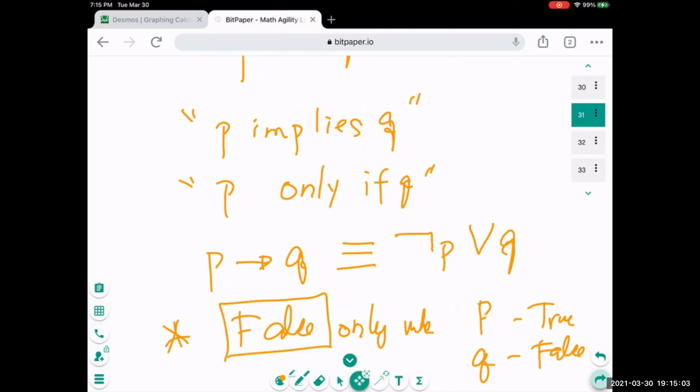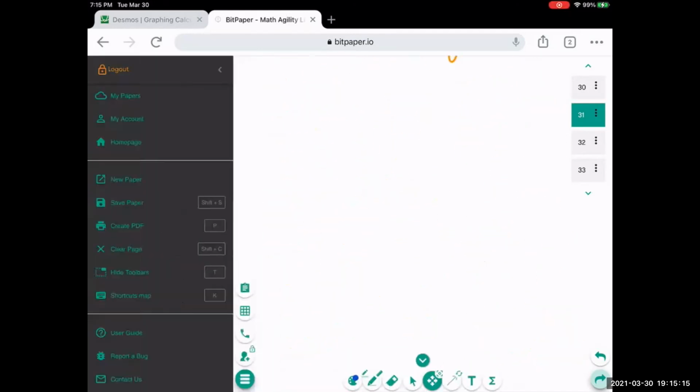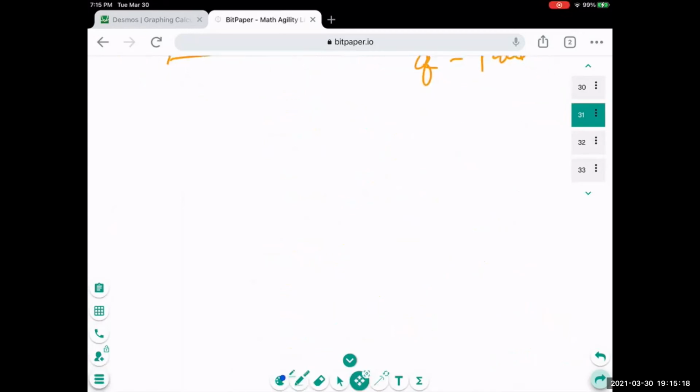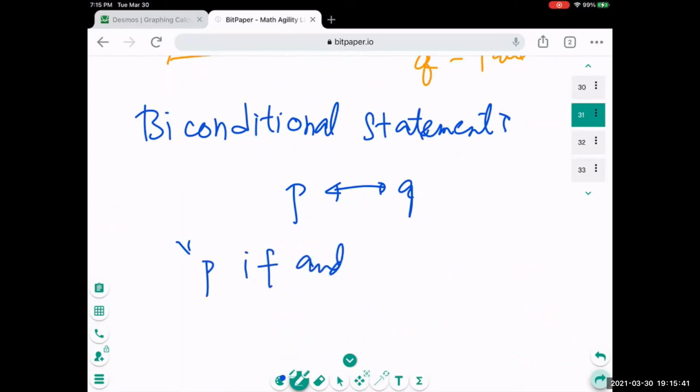So next is yung biconditional. So yan yung conditional, ito naman yung biconditional statements. So, ito naman is double arrow, both sides papuntang ganyan. So, ibig sabihin yan is P if and only if Q.